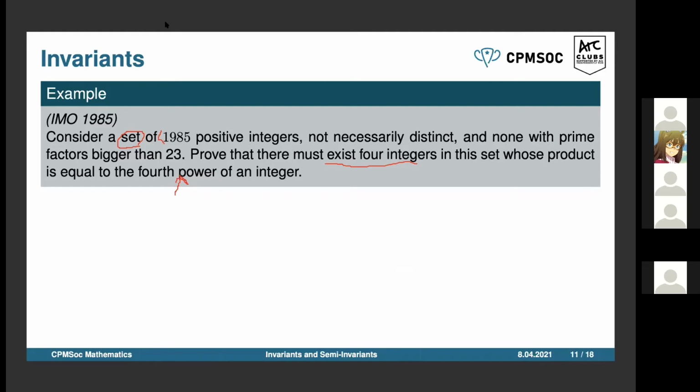And again, for a positive integer to be a 4th power, all the exponents in the prime factorization have to be a multiple of 4. So you can equivalently phrase this question as trying to find 4 integers, and when you multiply them together, all the exponents in your prime factorization will be multiples of 4. So you could have a few minutes to think about this question and see what you can do with those exponents of prime factorizations.